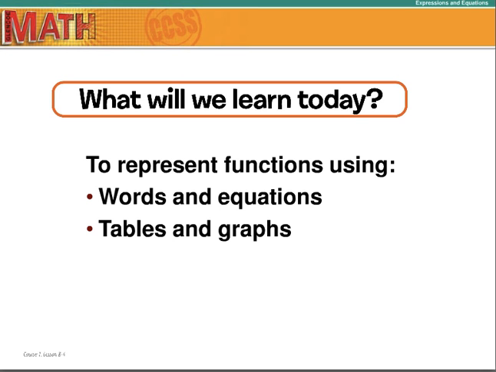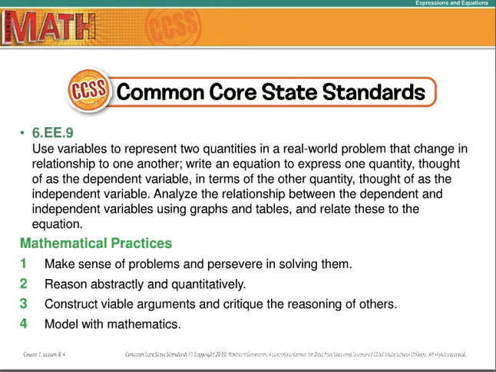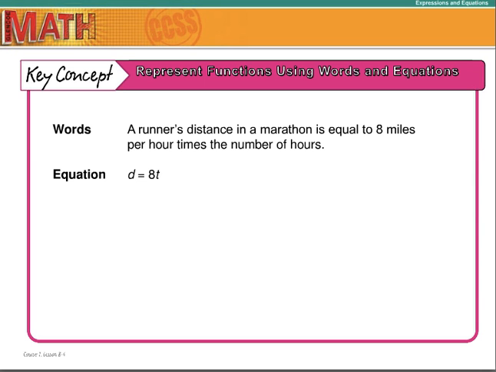Today we're going to learn to represent functions using words and equations and to show them in tables and graphs. So one of the key concepts is to represent functions using words and equations. The words, for example, in this one are a runner's distance in a marathon is equal to 8 miles per hour times the number of hours. So when we say words, it's kind of like a word problem that we often see. And the equation then that we figure out from those words is d for distance equals 8t.